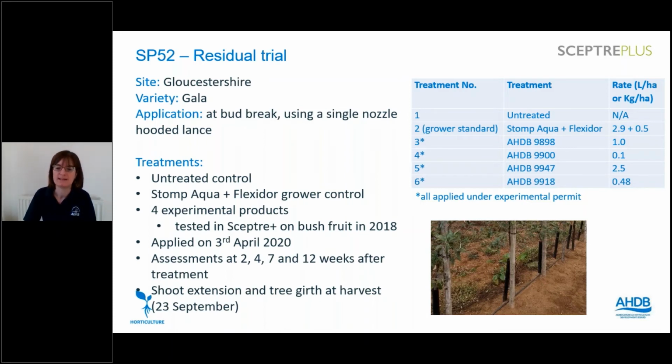And so we did have some rainfall within that month. So, you know, it wasn't too hot and dry. So we had a good amount of moisture to really get those residuals going and get that active going in the ground. We looked at assessments 2, 4, 7, and 12 weeks after the treatment, and we also looked later on at harvest at shoot extension and tree girth, just to see if there was any knock-on effects to that from any of these residual treatments.